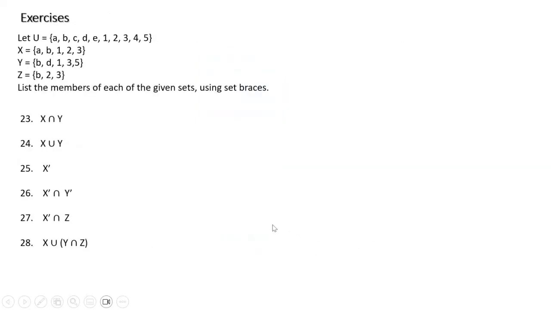Now this also is from the homework. They give you the universal set, which is A, B, C, D, E, 1, 2, 3, 4, 5. And then they give you the set X, which is A, B, 1, 2, 3, the set Y, B, D, 1, 3, 5, and the set Z, which is B, 2, 3. So you notice this is number 23. They want you to find the intersection of X and Y. But before we start doing all this, I'm going to find the complement of X and the complement of Y, because we're going to need them.